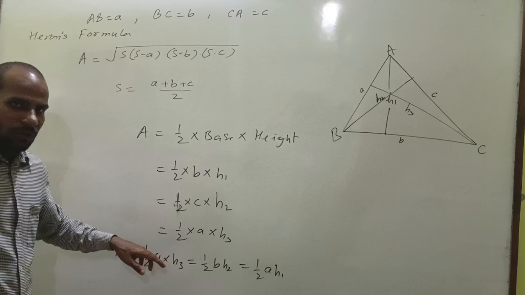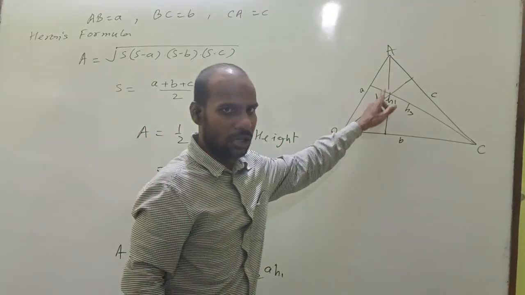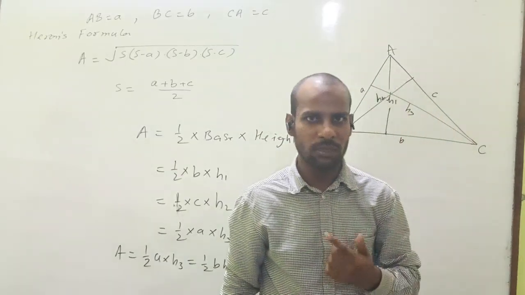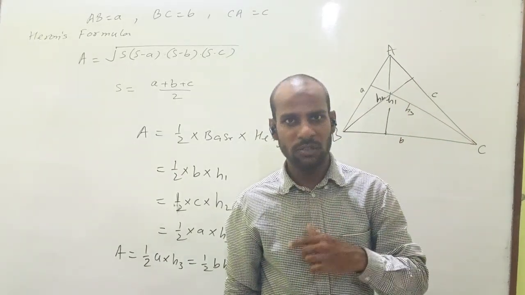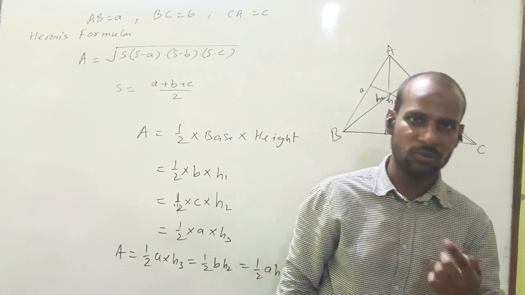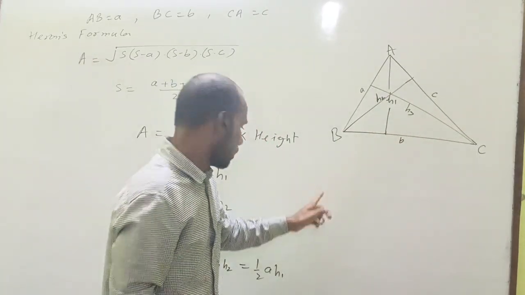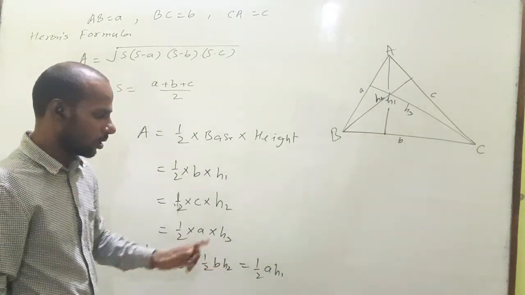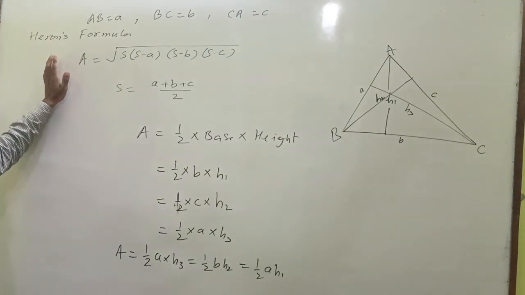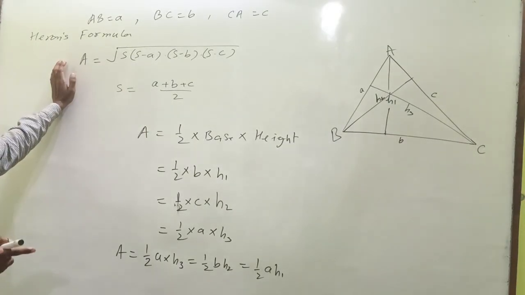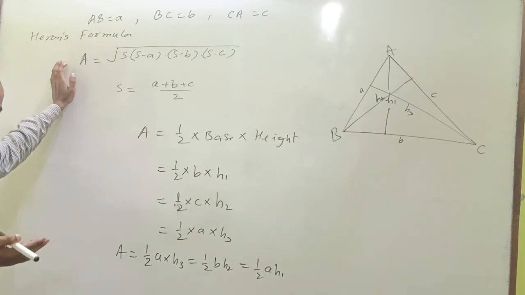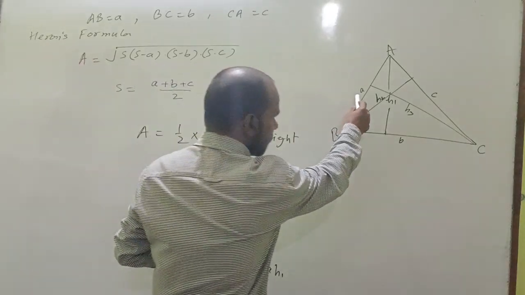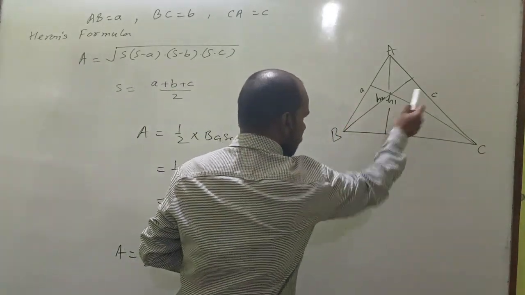The problem with this formula was that we needed a height of this triangle, and the height of a triangle can be measured in three different ways. If you change the base, if you change the side, then the height will change accordingly. Because of that, we had a limitation in this formula. But if we apply Heron's formula, there is no such thing. There is no requirement of any height, and no requirement of any base. All you need is only the sides of this triangle, A, B, C.